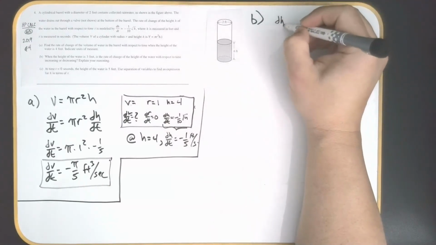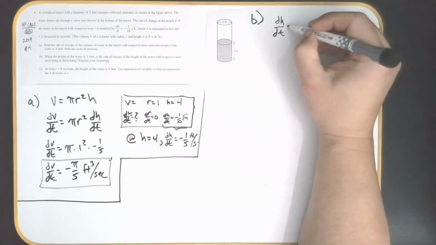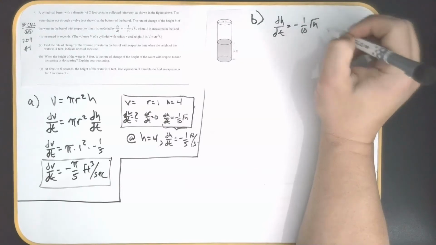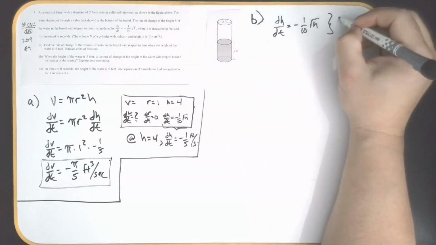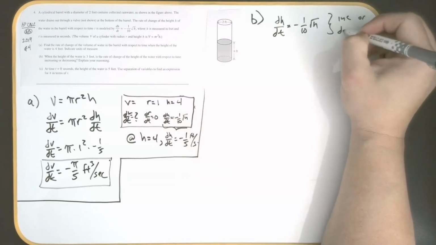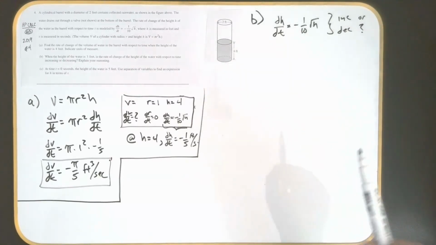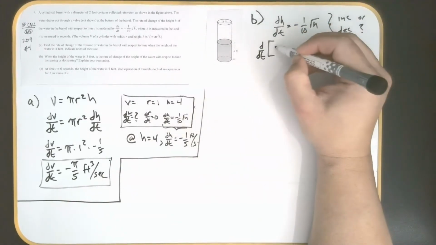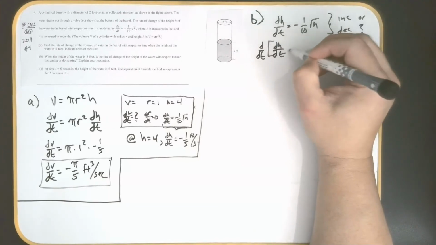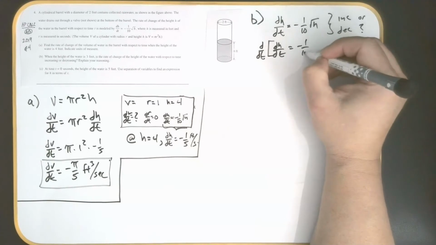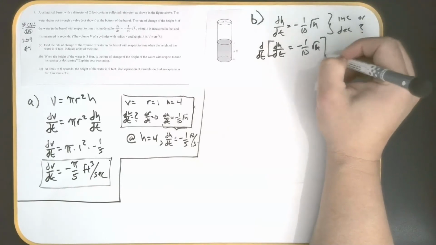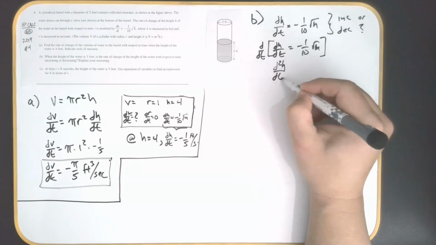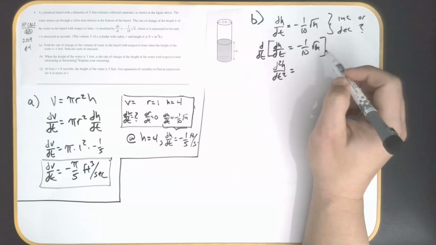What's a little bit goofy about this one is they gave us dH/dt equal to negative 1/10 rad h. So the question is, is this thing increasing or decreasing? If you want to know that, we have to take the derivative of this thing. So what we're going to do is take d/dt of negative 1/10 rad h. The derivative of this, using our notation of d squared h over dt squared, is equal to, now we're just going to take the derivative of this.